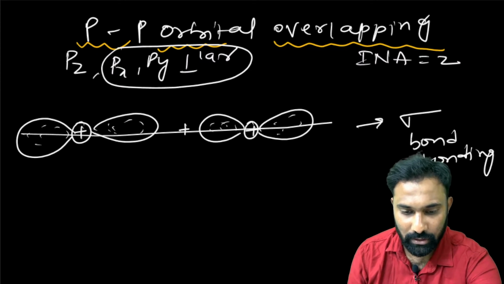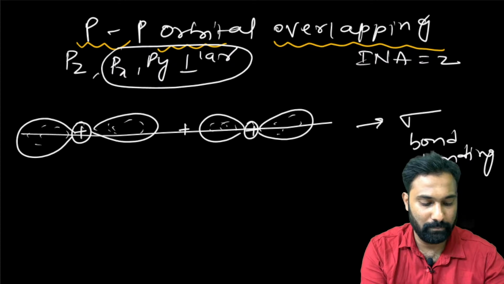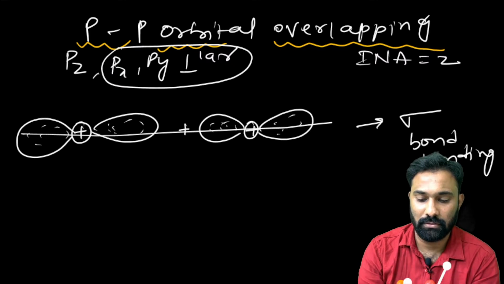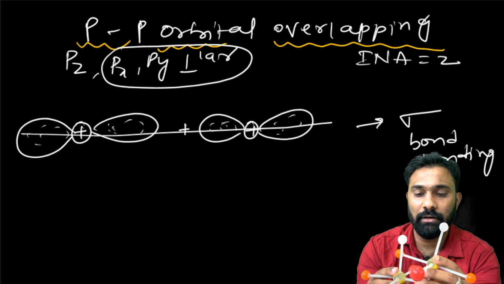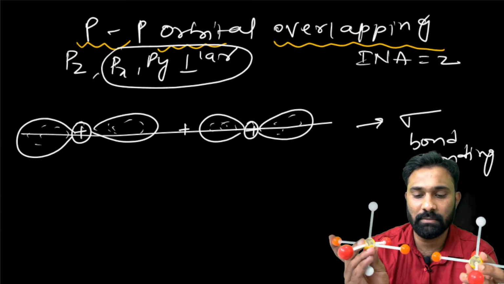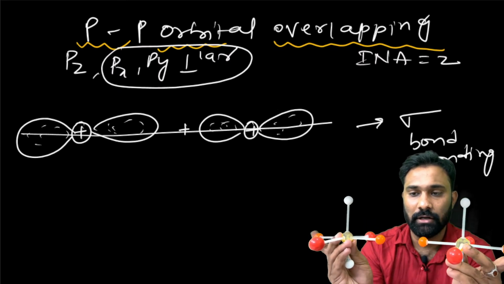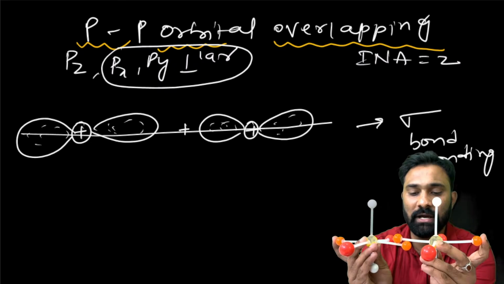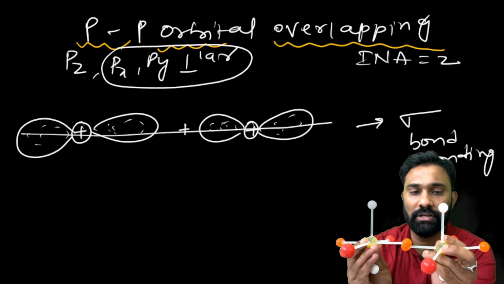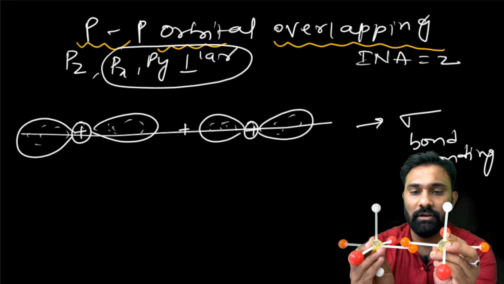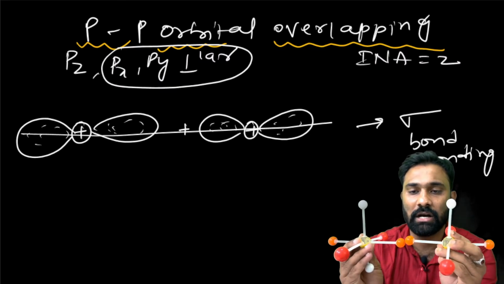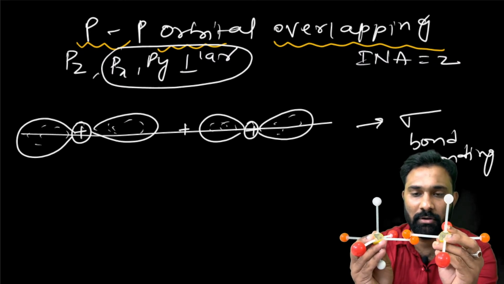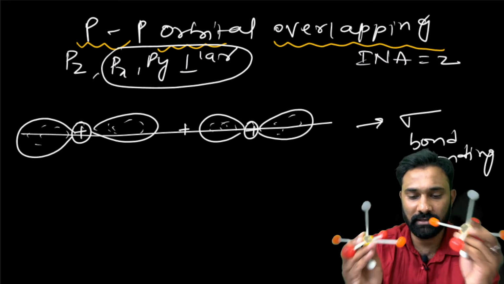Now how will it form? Now we'll see. This is a pz orbital. When pz orbitals overlap along the internuclear axis z in this manner, the electron cloud is nearer to the nucleus. When the two are nearer to the nucleus and overlapping, they share the electron region in between the two nuclei. Which bond does it give? Sigma bond.